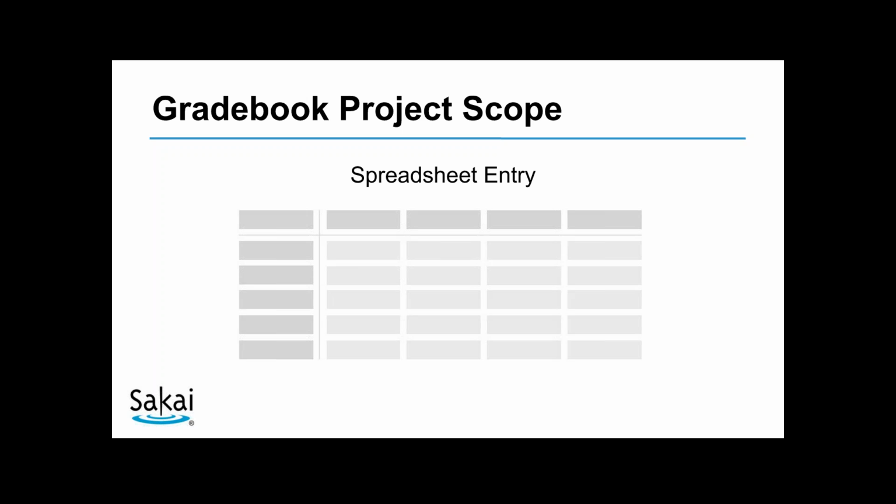So first on scope. So we wanted to commit to a fairly tight scope for this project because we definitely wanted to get it in for Sakai 11. So the first element of that is spreadsheet entry. And this speaks to easier grade entry and easier modification of grades. Spreadsheet entry is something that's also present in many other LMS gradebooks.